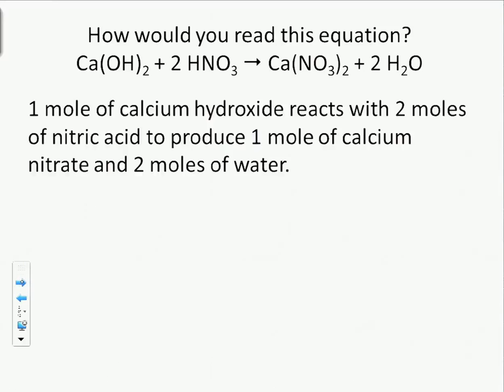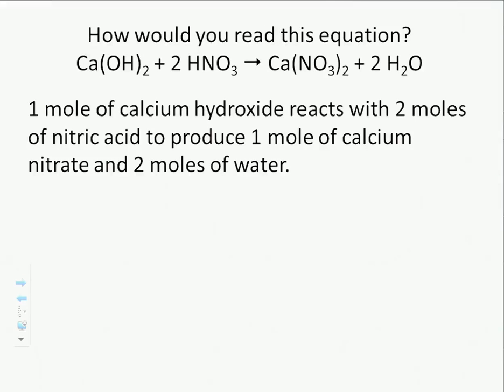I hope you came up with something that sounded like this: 1 mole of calcium hydroxide reacts with 2 moles of nitric acid to produce 1 mole of calcium nitrate and 2 moles of water. So whenever you read that equation, what are you talking about? You're talking about what is reacting and what's producing.